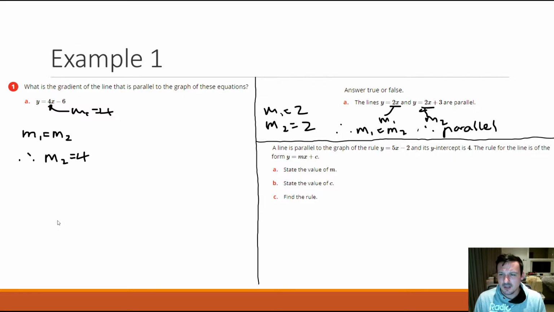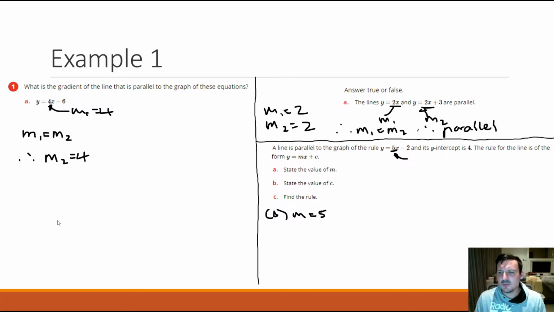Easy. Last example here: a line is parallel to the graph of the rule y equals 5x minus 2 and its y-intercept is 4. The rule of the line is of the form y equals mx plus c. So this is kind of stepping out the problem. State M. If we know they're parallel, we know that the gradient is the same as the other line. Therefore, for A, M must equal 5.